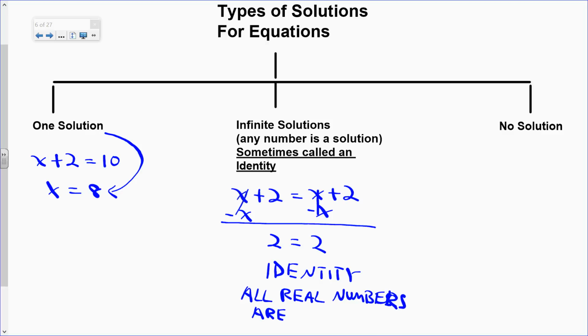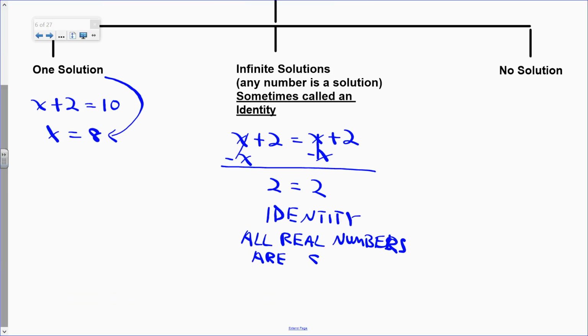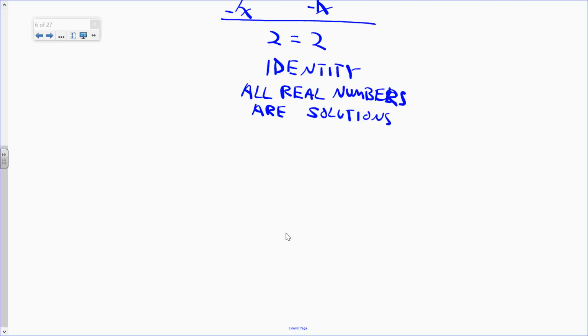Now, when I say a real number, I'm talking about any number on the number line. Fractions, decimals, whole numbers, negative numbers, anything. All real numbers are solutions. Okay? So let me prove it real quick. I want to prove that all real numbers are solutions here.